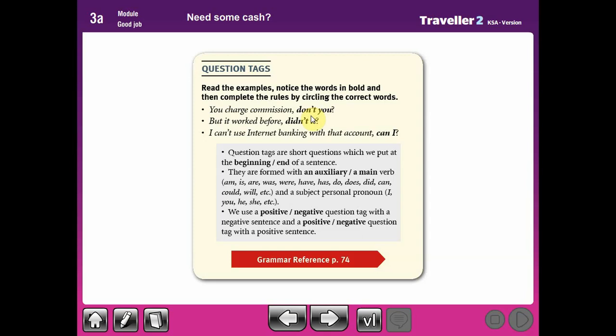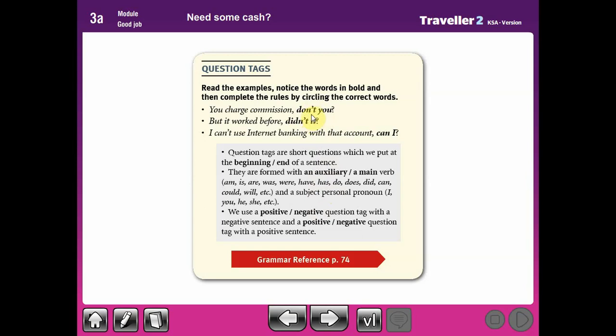So why do we use the question tag? We use the question tag when we aren't sure about something, and as well when we want the person to agree with us. So when I say didn't you or don't you, I'd like you to agree with me, or I'm not sure about something, or something happened. This is the question tag, and this is the formation of the question tag.